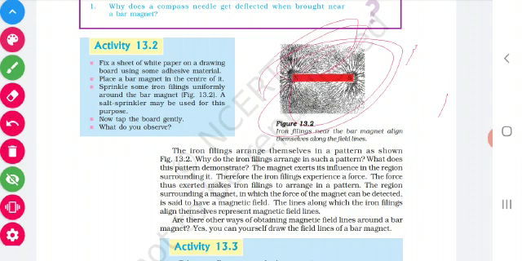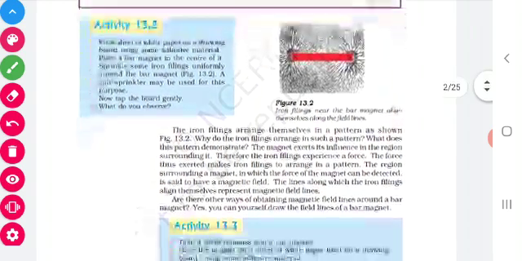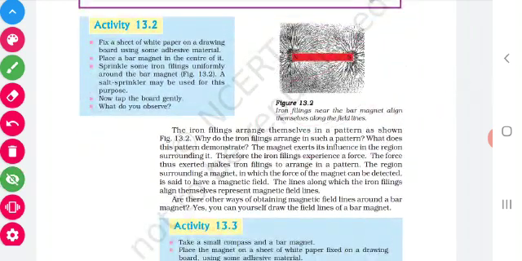The iron filings arrange themselves in this pattern. We have added some iron filings, and they arrange in a pattern like this. What does it mean? It means the magnet is exerting its influence in the region surrounding it.